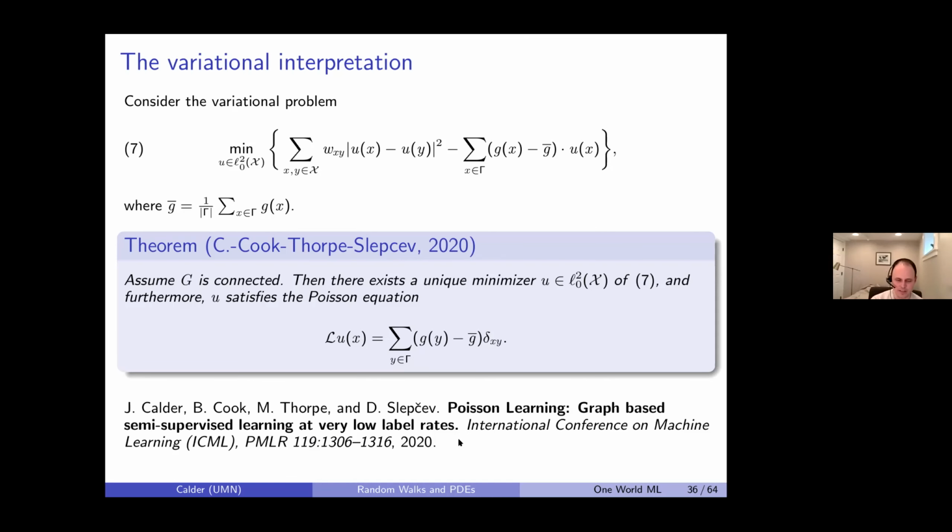And all of this theory that I've been talking about is from our ICML paper from last summer. So if you want to read any of the proofs of this stuff, you can find them here.